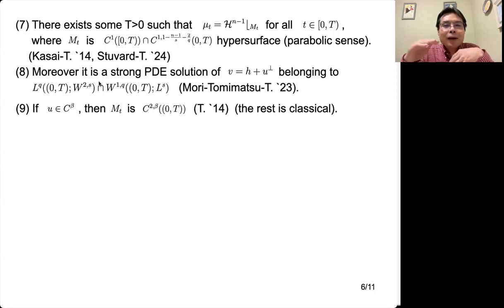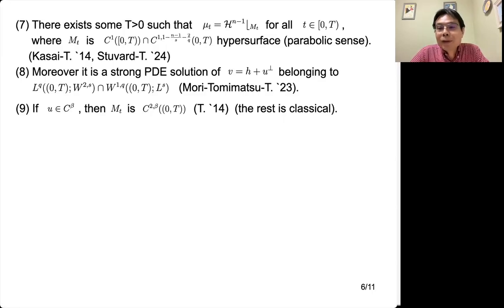So you can write this surface for short time as a graph, and then this motion law is satisfied in a PDE sense as a strong solution. This is also not so easy to prove, but you can do it. If you happen to have more regularity such as Hölder, then this short time regularity becomes better, like C^{2,β}, say. And once you get there, it's a really classical setting. But anyway, you have some regularity.